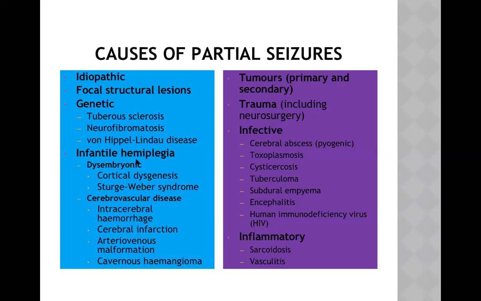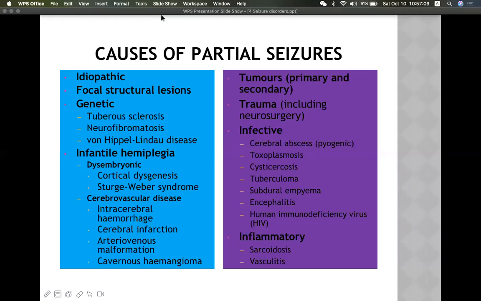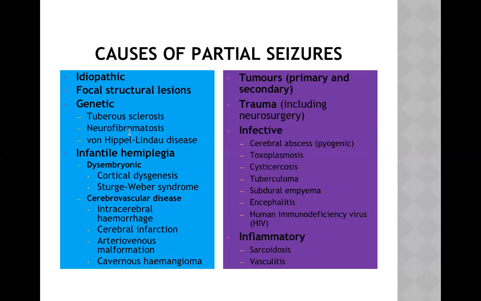Now let's move on. Infantile hemiplegia is one of the conditions which may be caused by these disorders, and all of these can result in partial seizure. See here, under the dysembryonic, or some derangement during the development of the brain, like cortical dysgenesis and Sturge-Weber syndrome. Cortical dysgenesis means the brain is not properly developed, quite easy to understand, and Sturge-Weber syndrome, you need to know a bit about it. So let me give you some important points about Sturge-Weber syndrome now.